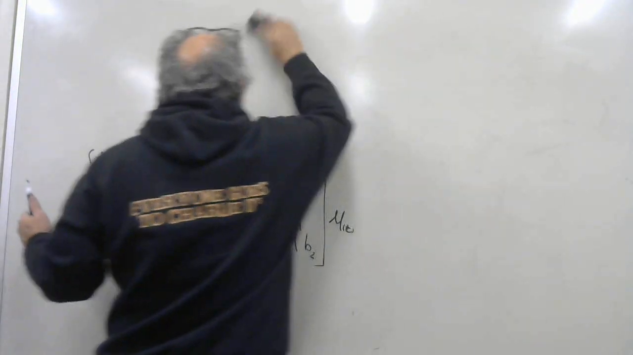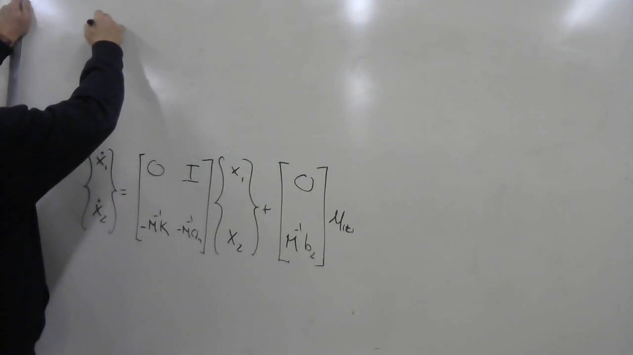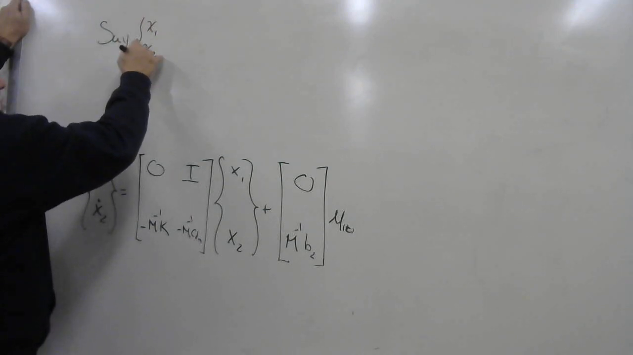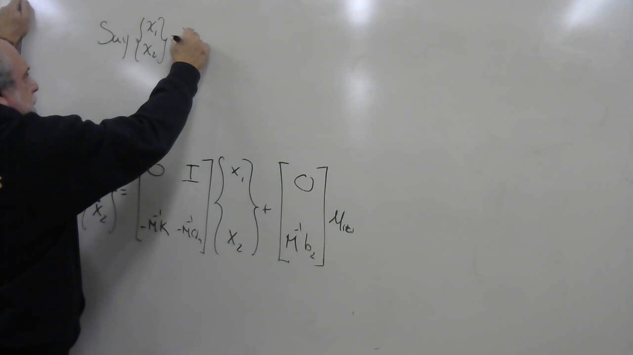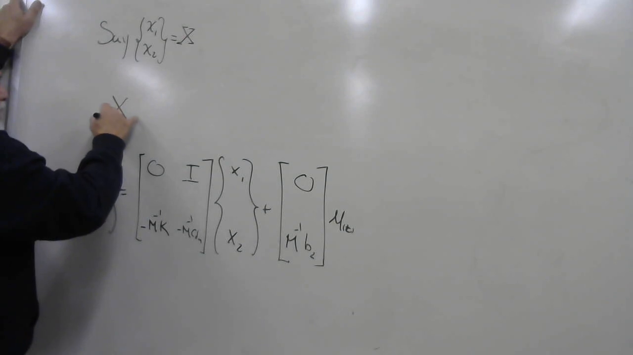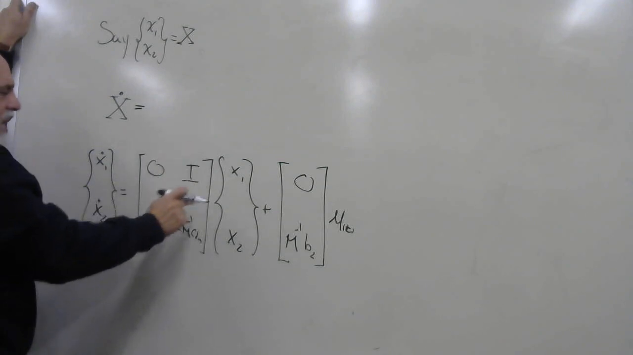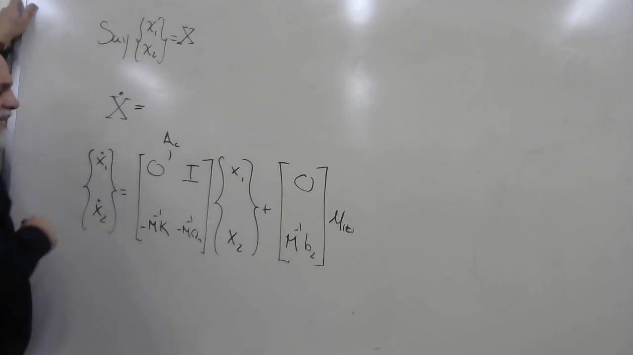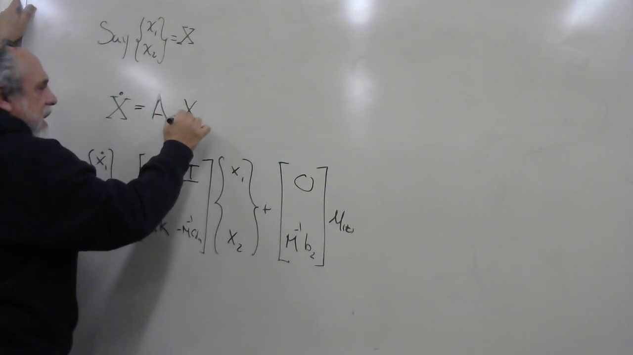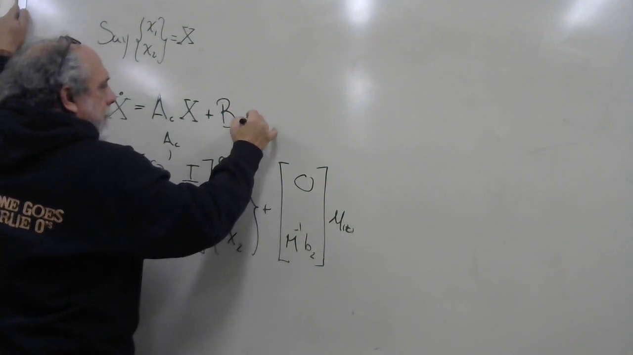So what we have achieved right here is this. Imagine now that we call x1 and x2, for simplicity, capital X, right? Then you can see that this simply reads capital X dot is equal to this matrix, we give it the name AC, and this vector is just capital X. We give a name to this matrix, which is BC, and then this is ut.